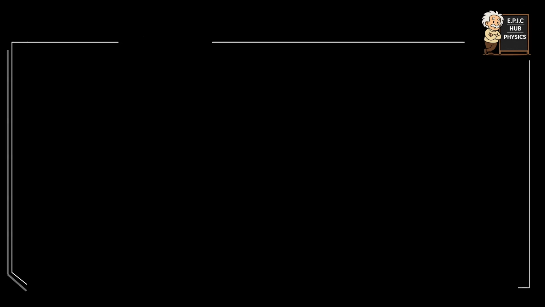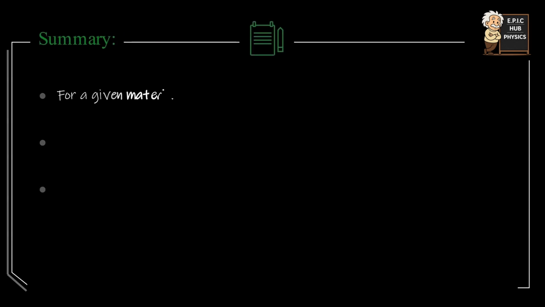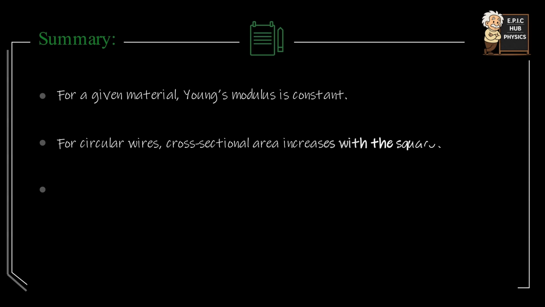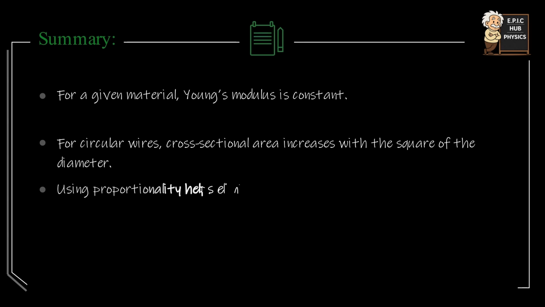Having finished, let's recap to finalize our solution. For a given material, Young's modulus remains constant. For circular wires, the cross-sectional area increases with the square of the diameter. And using proportional reasoning allows us to eliminate constants and solve comparison problems efficiently.